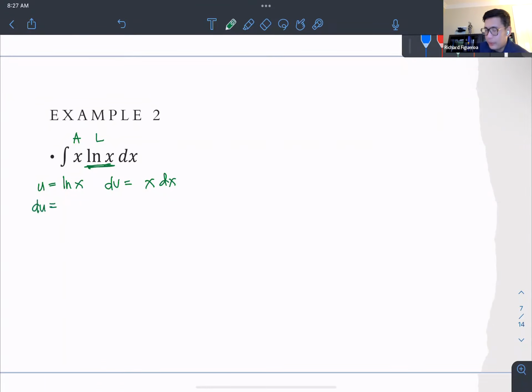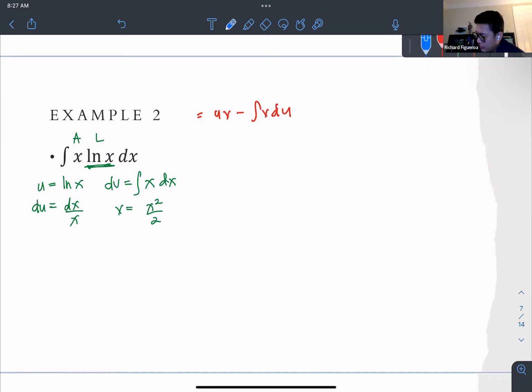So, du niyan. So, derivative ng ln x, ln u, du over u. That is dx over x. So, ito naman, we integrate. So, integral nito will be x squared all over 2. Integral of x dx, x squared all over 2. So, ayan, that will be uv minus integral of v du. So u is our ln x. V, x squared all over 2.